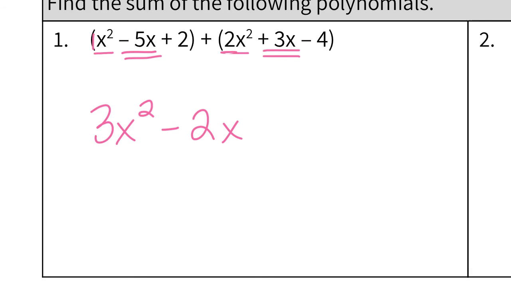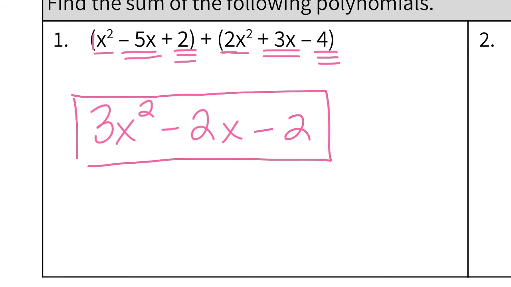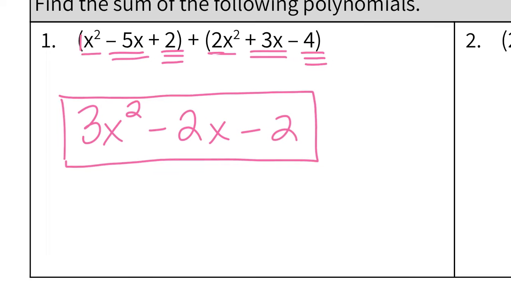And then last, I'm sure you guys can see this already, this one and this one, so I'm underlining it 3 times. Those are like terms because they are just constants. They don't have a variable with them. So when I combine them, 2 plus negative 4 gives me negative 2. So this right here would be my answer when I add those two polynomials up. Okay, let's do another example just so we can keep on practicing.